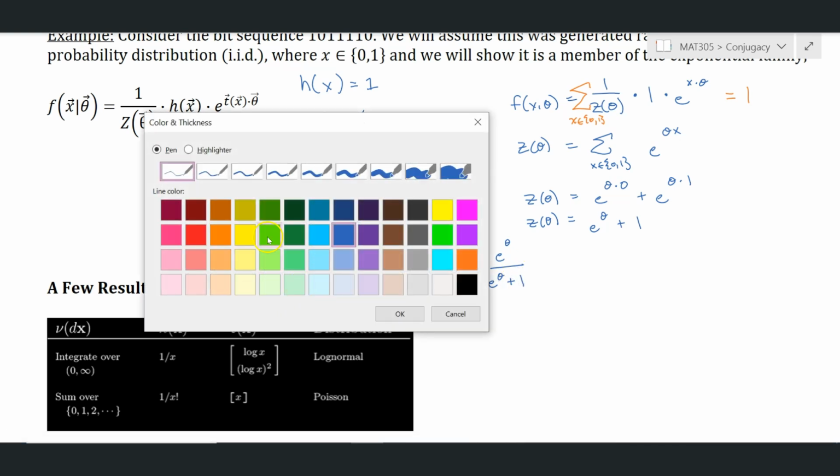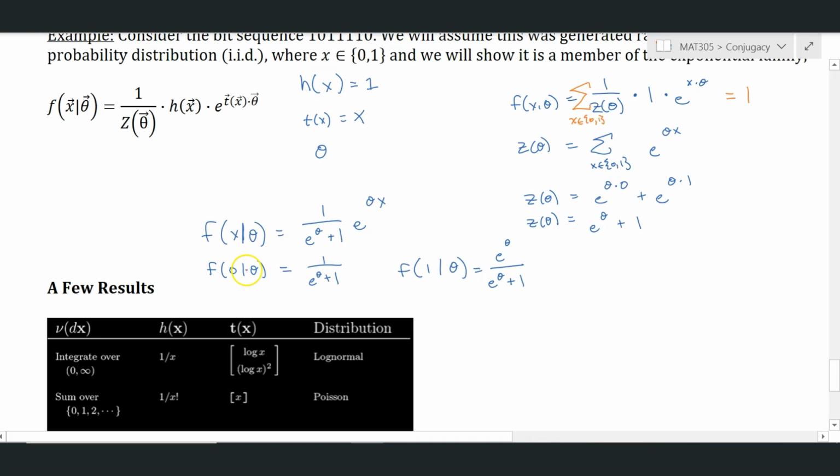By the way, since this is a discrete probability, we could have just said the probability that the random variable X equals 0 given theta, and the probability that capital X equals 1 given theta. So if I give you a theta, then you can find the probability of generating a 0 versus generating a 1. It's all about the choice of theta that we pick.